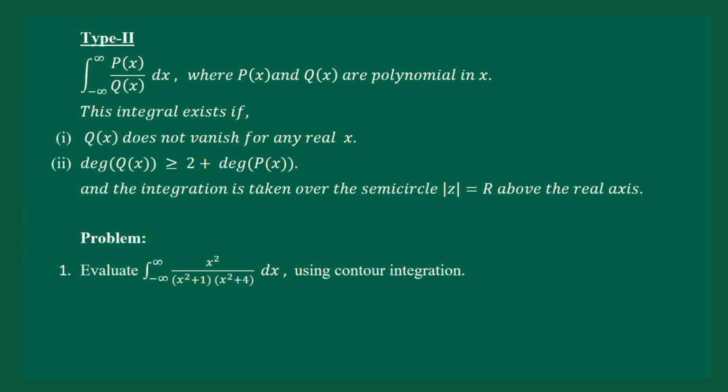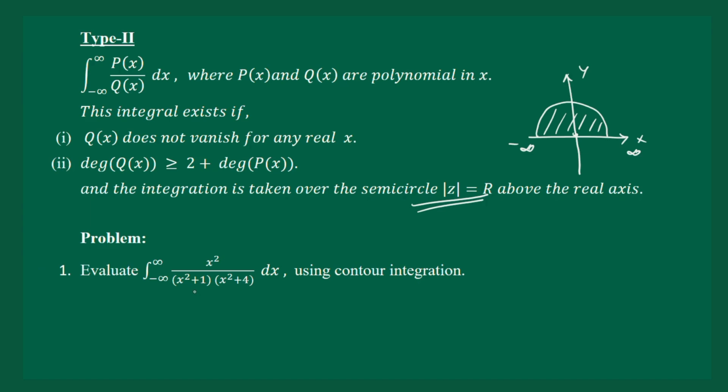Here the integration is taken over the semicircle modulus of z equal to r above the real axis. That is, here we have to consider the semicircle like this. If you consider this to be the x axis, y axis, and this is a semicircle, we have to consider only the upper part of the circle. So here it goes from minus infinity to plus infinity. So this is the semicircle modulus of z equal to r.